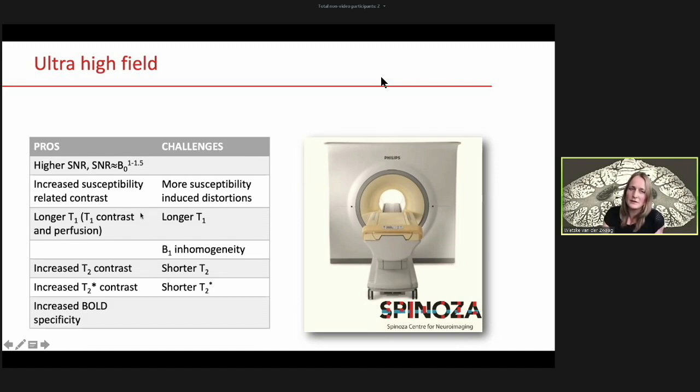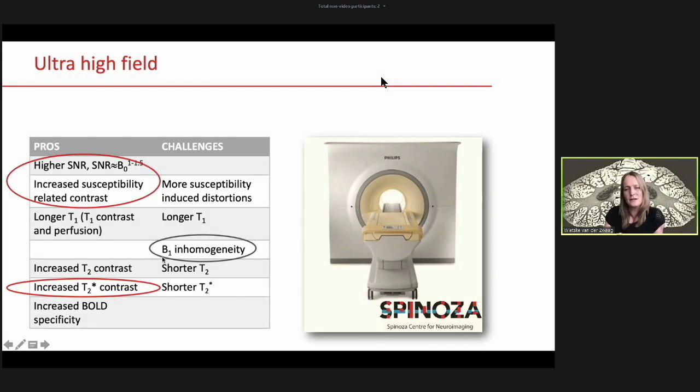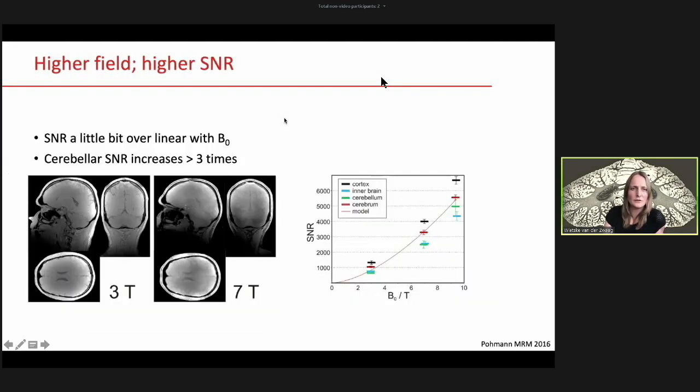And there are, besides the main field strength, a lot of MR properties that change as you move up in field. There's first, and maybe most importantly, the higher SNR, which goes up with a factor a little bit above 1. And also importantly, the increased susceptibility contrast and the increased T2* contrast. Now, if you're interested in functional imaging, as I am, then those are two very important properties. There's also a feature or a challenge, if you like, of the B1 inhomogeneity. And because that's really important in the cerebellum especially, I also want to pay some attention to this.